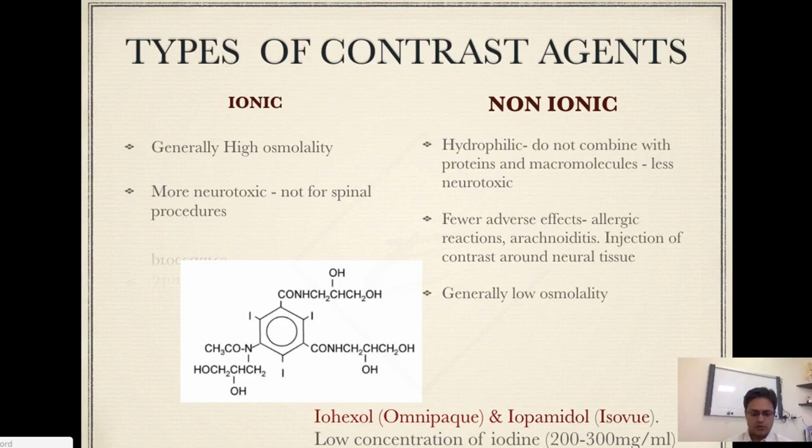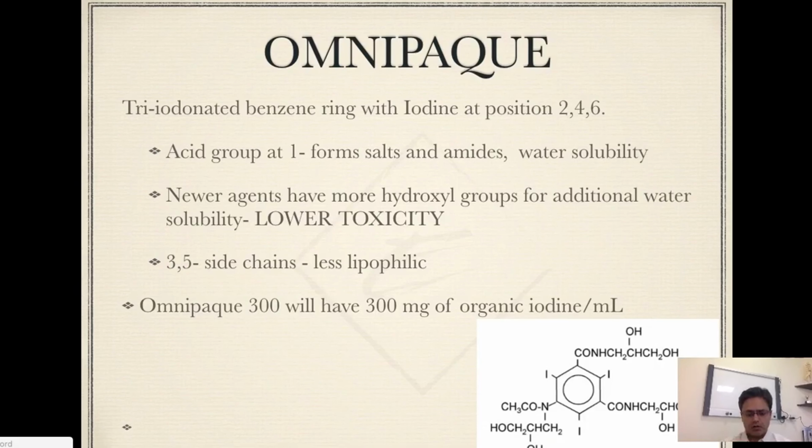So the common ones which we use normally are Omnipaque, which is chemically iohexol, and the concentration of iodine, depending on what strength you're using, is variable between 200 to 300 milligrams per ml. If you talk about Omnipaque, this is a chemical structure which we've discussed a little bit before, and it comes in various strengths or forms. As we discussed before, there are iodine atoms at positions 2, 4 and 6.